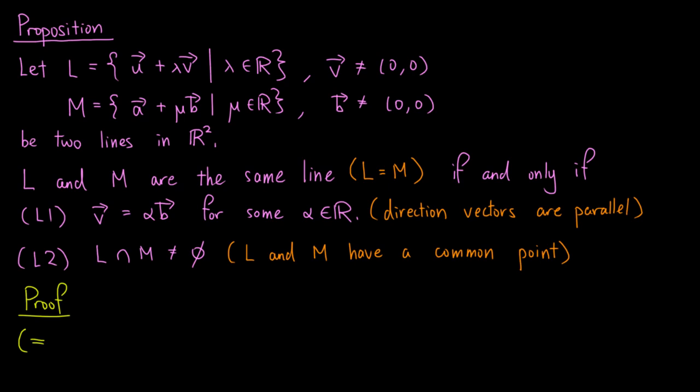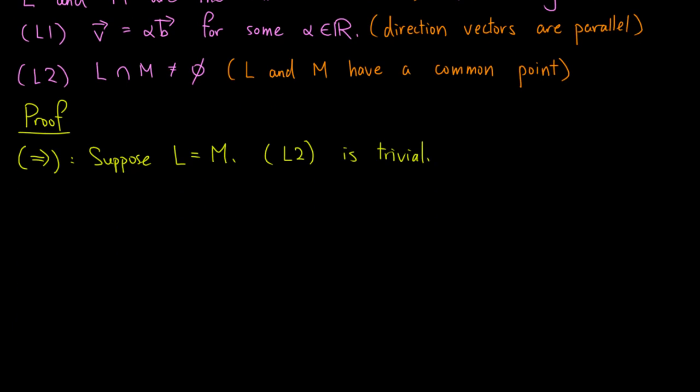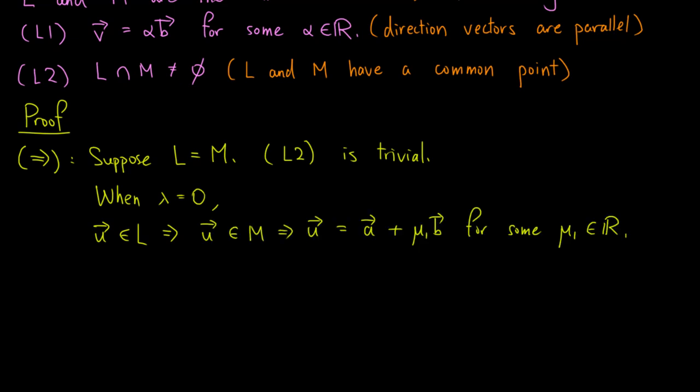Let's first prove the only if direction. Suppose L equals M. The second condition is trivial, because L equals M means that there are infinitely many points which are common in both L and M. Now let's prove the first condition. When lambda equals 0, we know that u is a point in L, which implies that u is a point in M, so u takes the form a plus mu1 b, where mu1 is a real number.